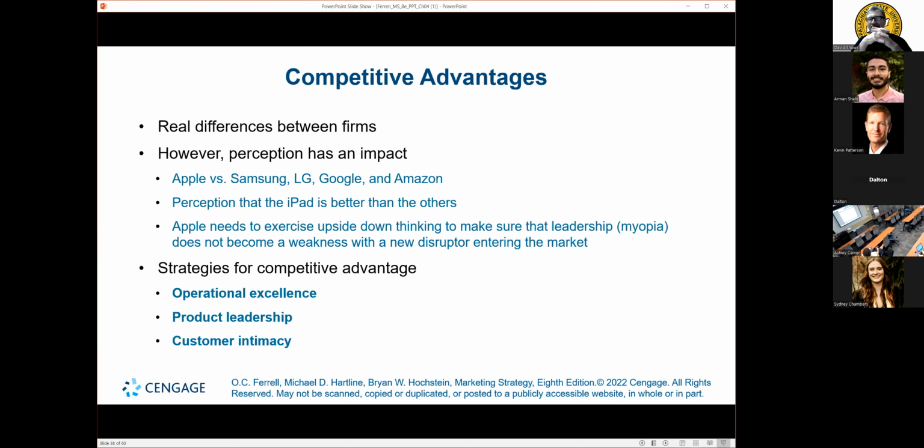However, your perception matters just as much as anything else, all right? The perception that the iPad is better than others, I will argue quite simply, is because they established the standard because they were first. I think if Microsoft would have come out with the Courier, it would be a much different world than we have now. But that's just me, okay?